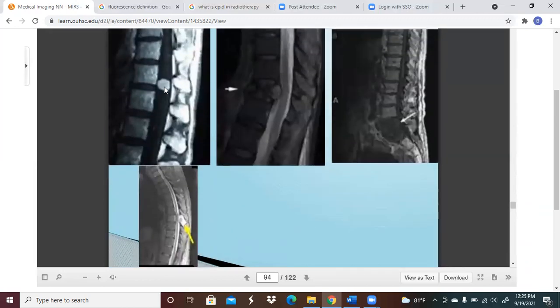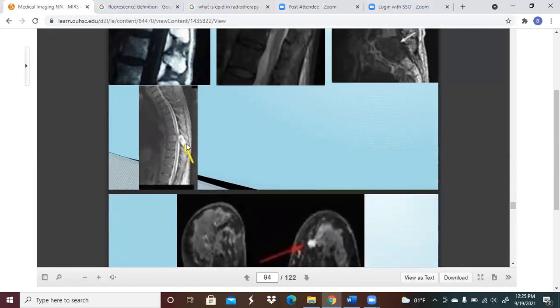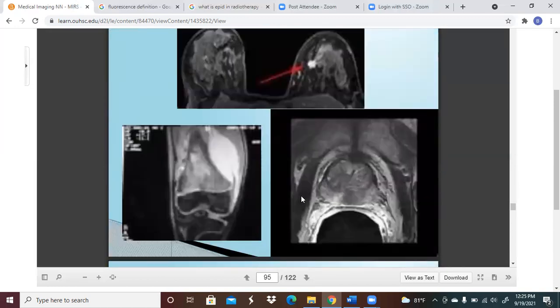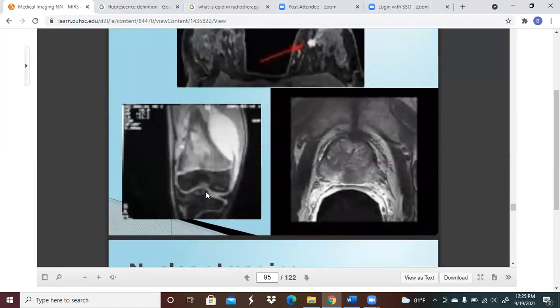And this is showing a spot here, some pretty solid destruction here of a vertebral body. Same thing over here. That guy's got something going on there. Not sure what it is. You can see breast tissue here where you can see that particular malignancy.